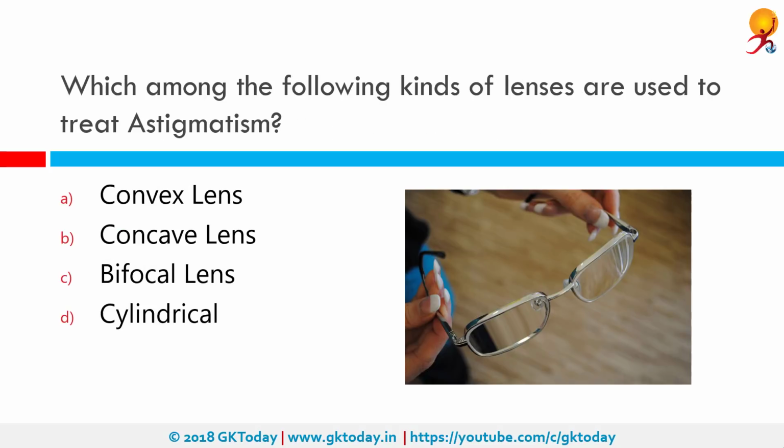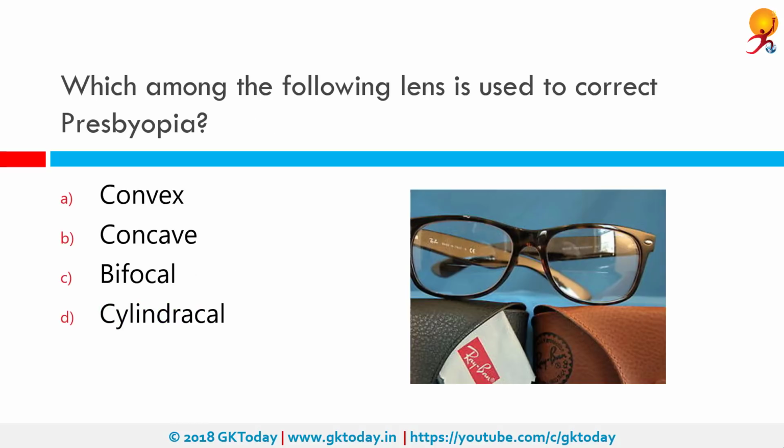Which among the following kinds of lenses are used to treat astigmatism? Astigmatism is due to imperfect spherical nature of eye lens. The focal length of eye lens in two orthogonal directions becomes different, so they cannot see objects in two orthogonal directions simultaneously. This defect in direction can be removed by using cylindrical lens in a particular direction.